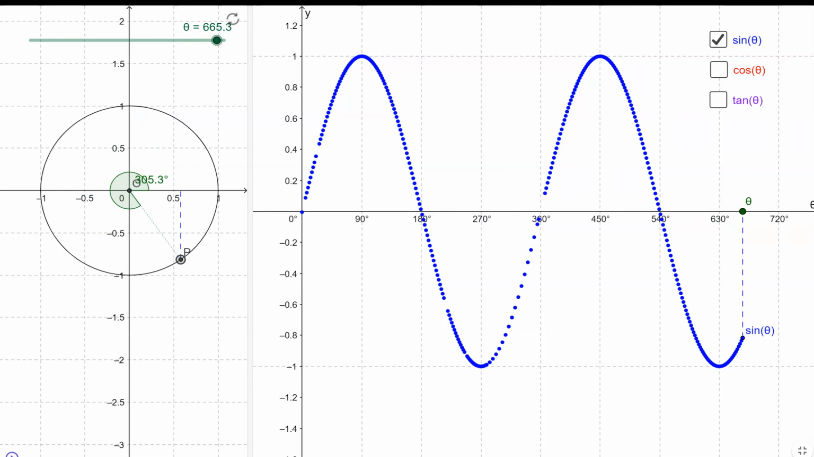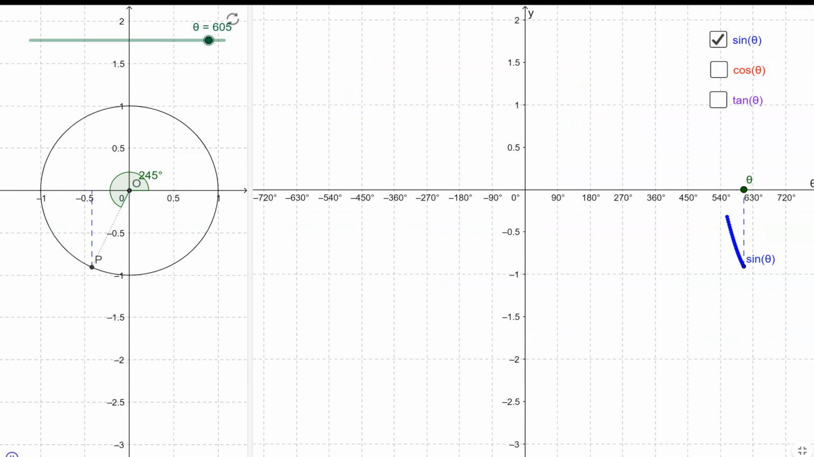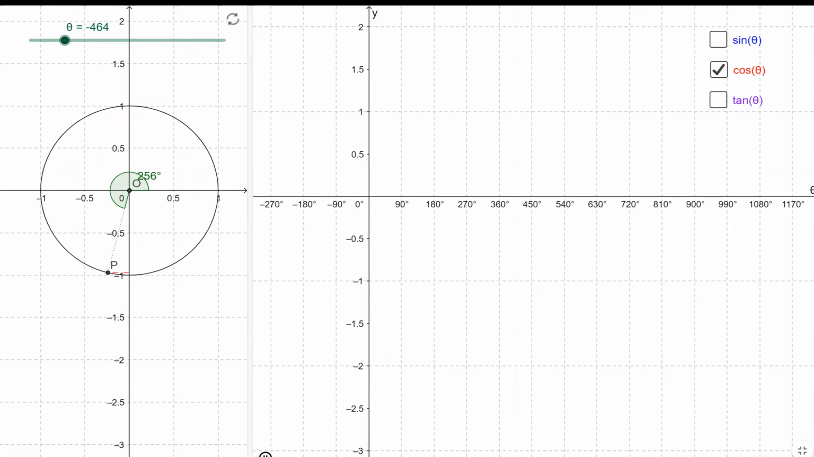Now, if I'm looking at my horizontal height, at (1, 0) my horizontal height is 1. But as I move anti-clockwise around, it starts getting closer and closer to 0. And guess what? That is going to be our cosine graph. So let's have a look. Oops, get rid of the sine.